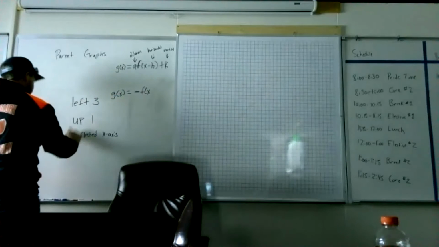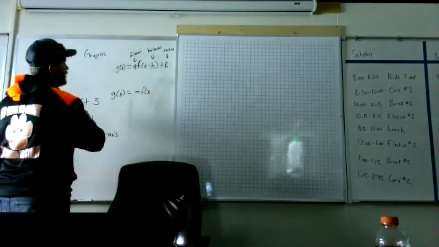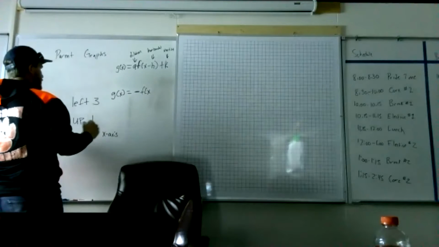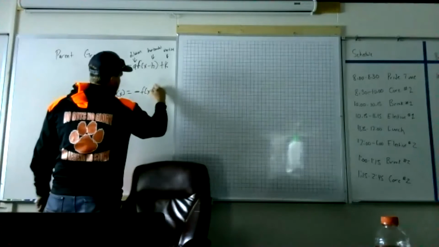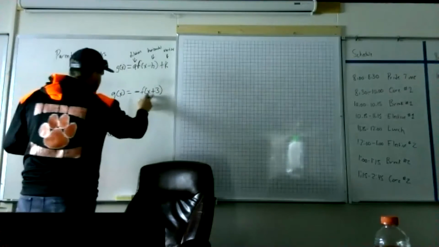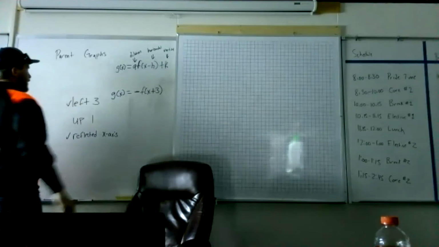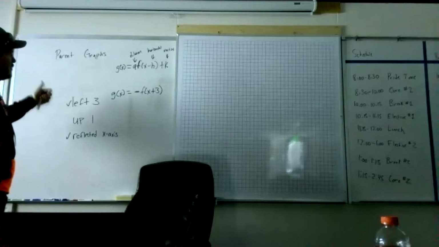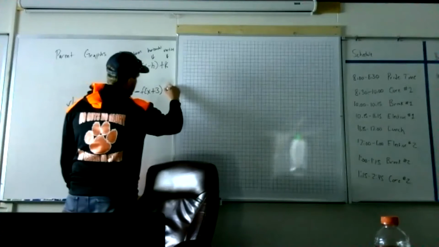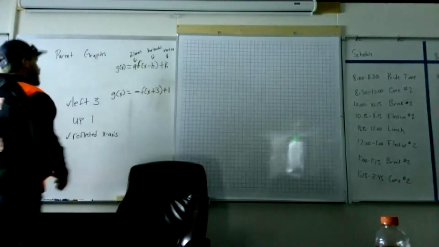Okay, so we've taken care of that one. We want it to translate 3 to the left. So remember that's an inside. So it's going to be plus 3. Because anytime we have a plus on the inside, we're moving it to the left. If it's a negative on the inside, we're moving it to the right. Okay, so that takes care of that. And then we want to translate it up 1. Okay, so that comes from the value of k. And remember, if that's a positive k, it moves up. If it's a negative k, it moves down.